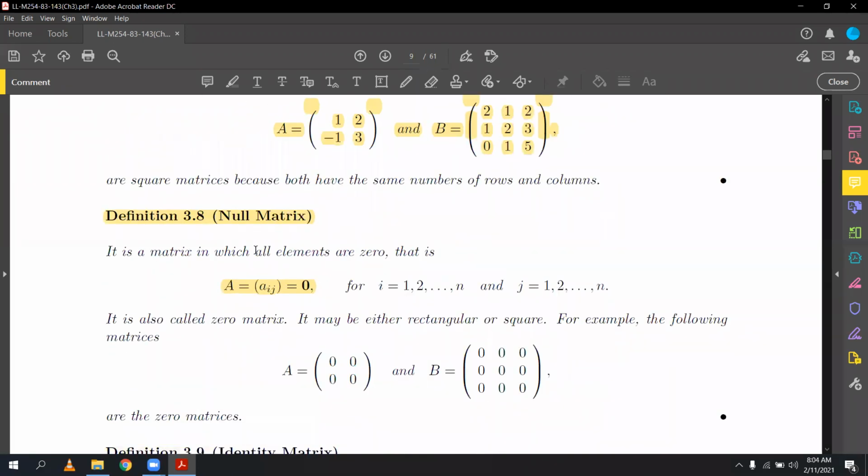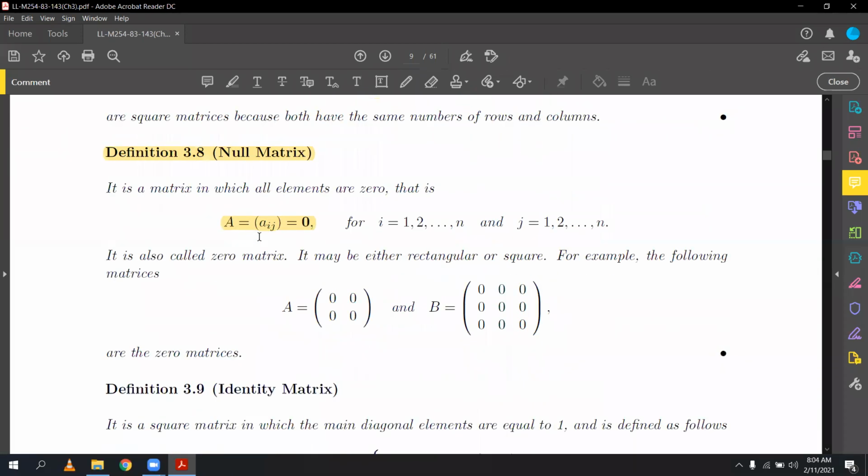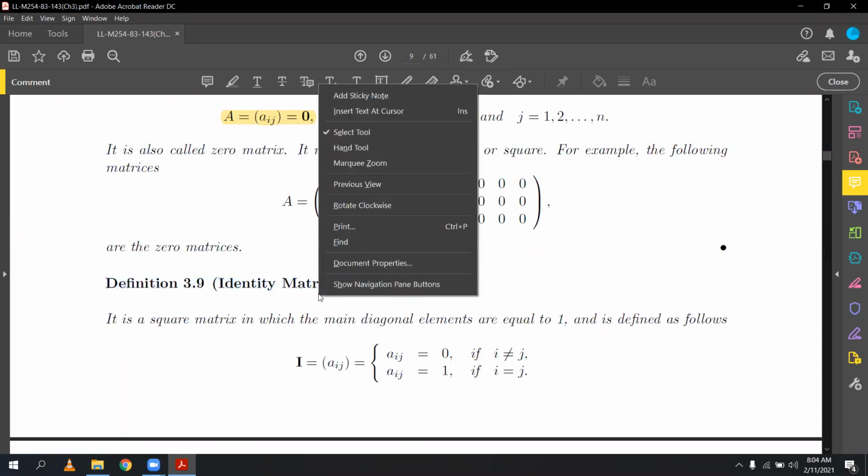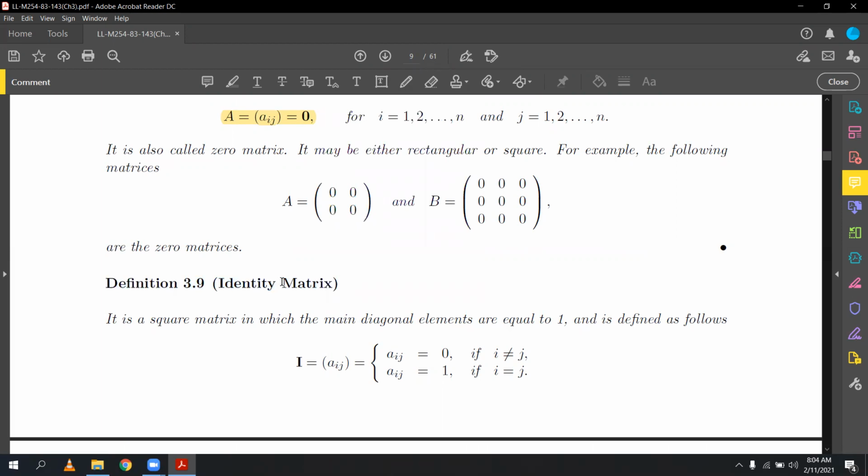Then we have another special matrix, which is a null matrix or zero matrix, which is not important. In a null or zero matrix, all possible elements of the matrix are 0. This is also something we need. Then there is the unit matrix or identity matrix. This is the important matrix we have here now.